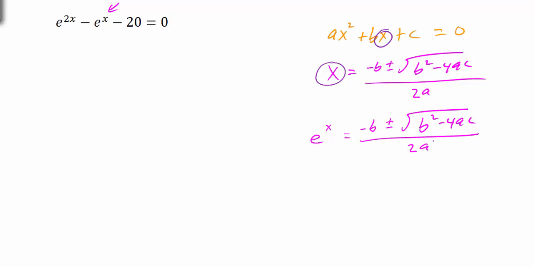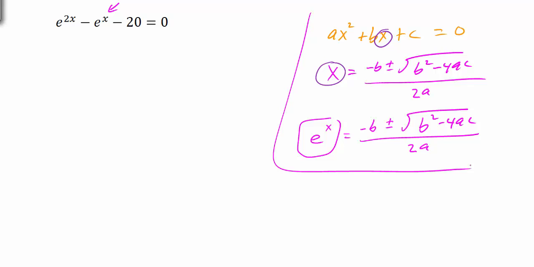So the equation is exactly the same, but now instead of just having it equal to x, it's going to be equal to e to the x. So this is already in order, and we know that here a is going to be equal to the coefficient of the first term here, which is 1. B is going to be equal to a negative 1, and C is equal to a negative 20.